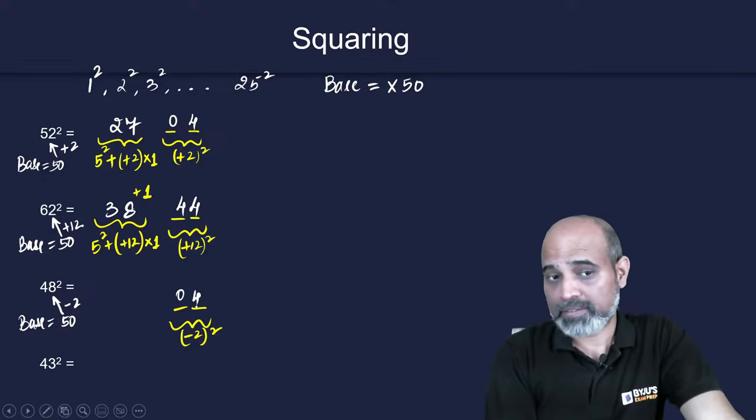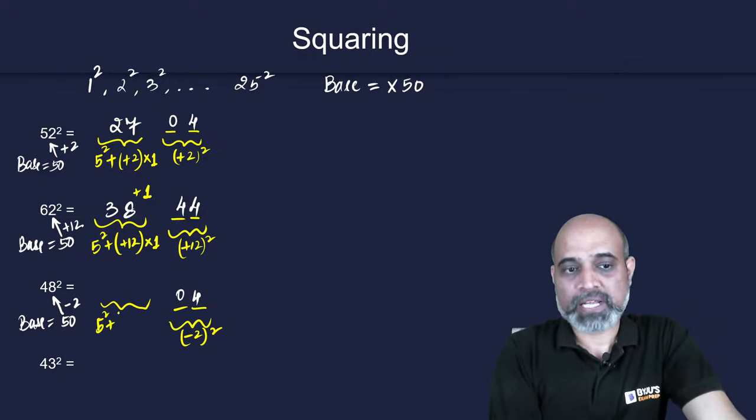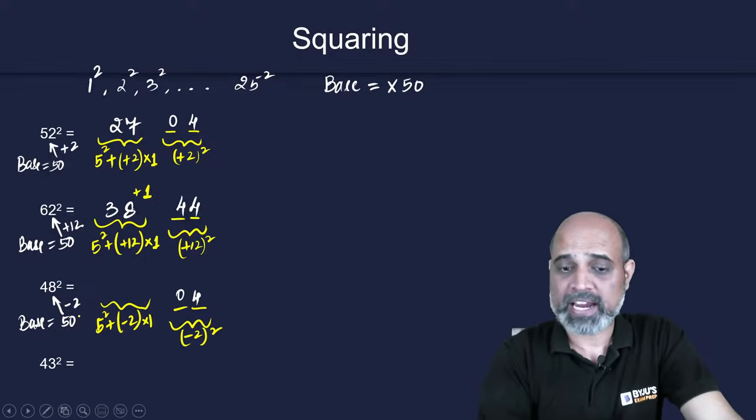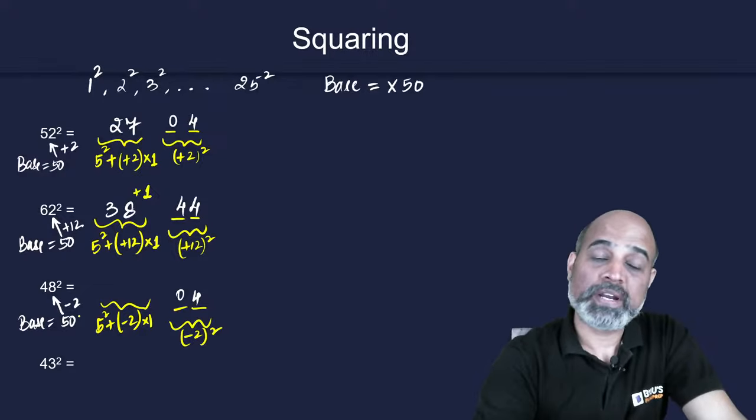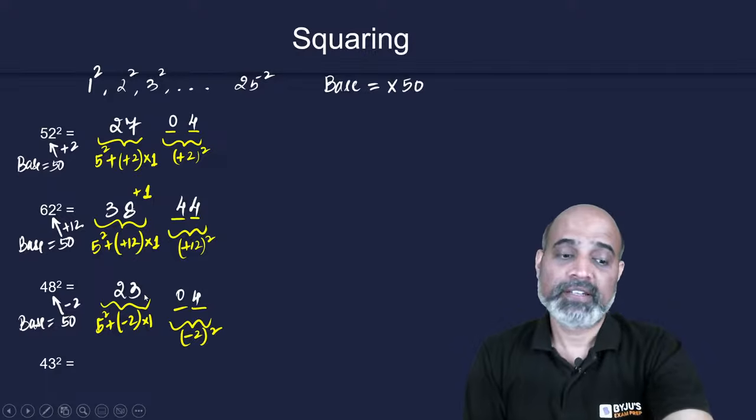यहाँ तो कोई दिक्कत नहीं है. What about the remaining digits on the left? So that is going to be 5 ka square plus this distance into 1, since there is no carry, so nothing has to be added. So this becomes 25 minus 2, which will result in 23, right?